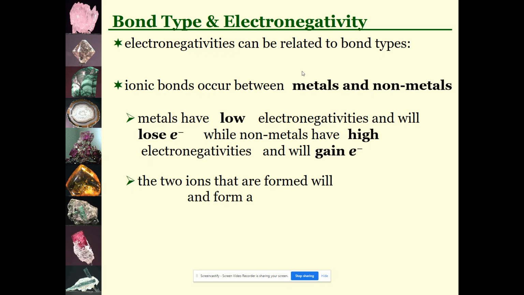Because their electronegativities are so different, the difference between them is so large, the nonmetal will completely rip the electrons away from the metal. And then we form our positive metal ion, our cation, and our negative anion for the nonmetal. And then because the ions are oppositely charged, they just attract to each other like magnets, and that forms the chemical bond that we call an ionic bond.